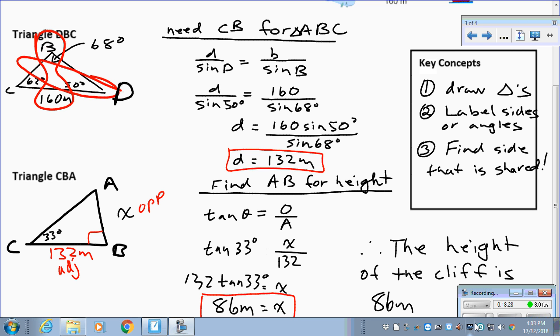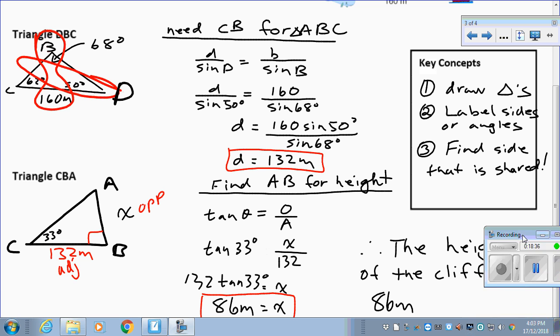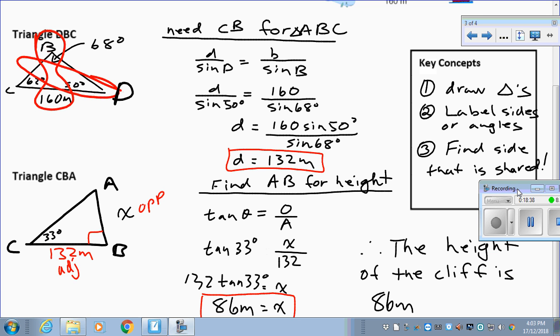Key idea: draw your triangles. Label all the sides or angles that are going to be important, and then find the side that is shared between the two triangles. You'll see several problems like this in your homework for this week. So, take a moment and go over the sheet that I gave you. Make sure you have this written down, and then I want you to do that homework. You have a day and a half to complete it.